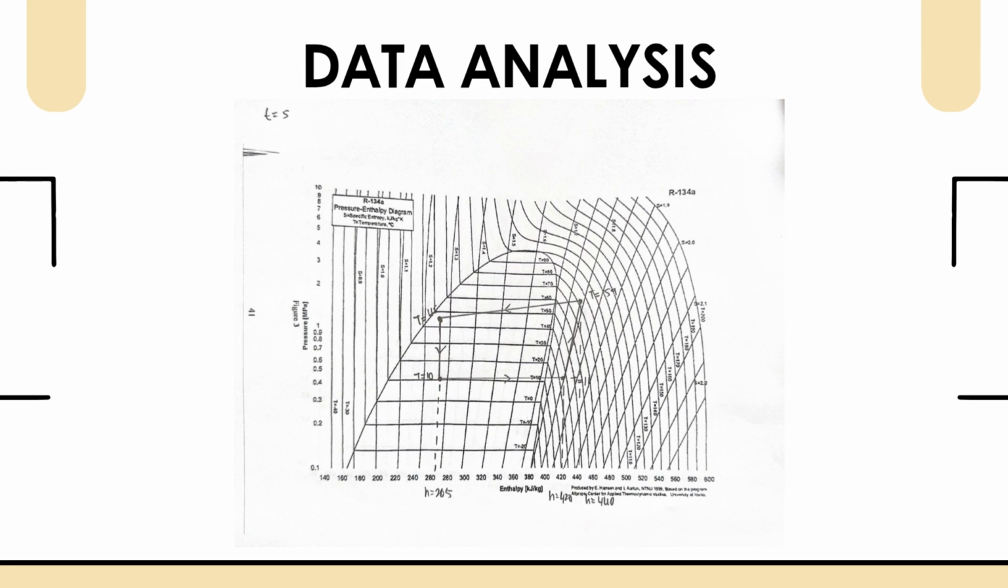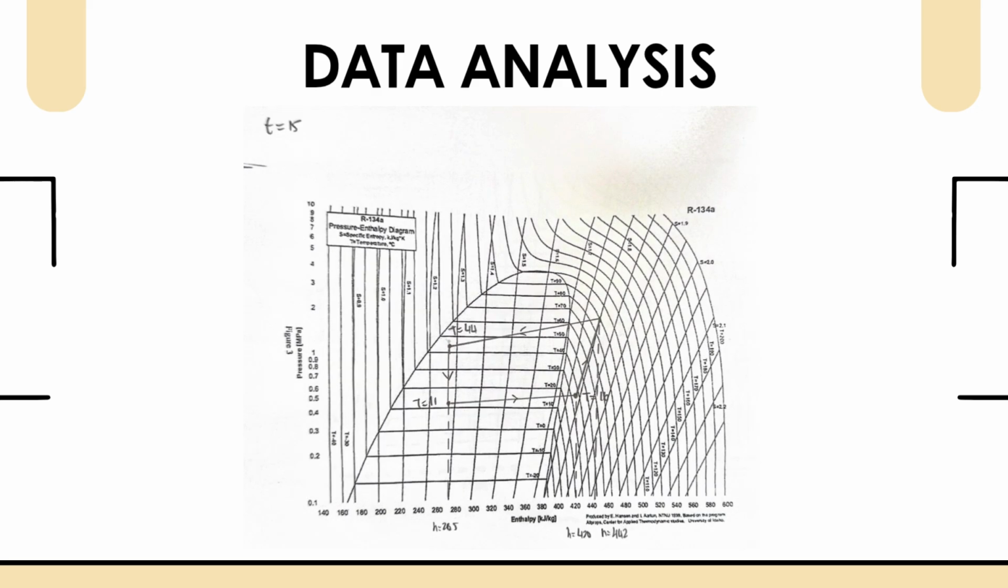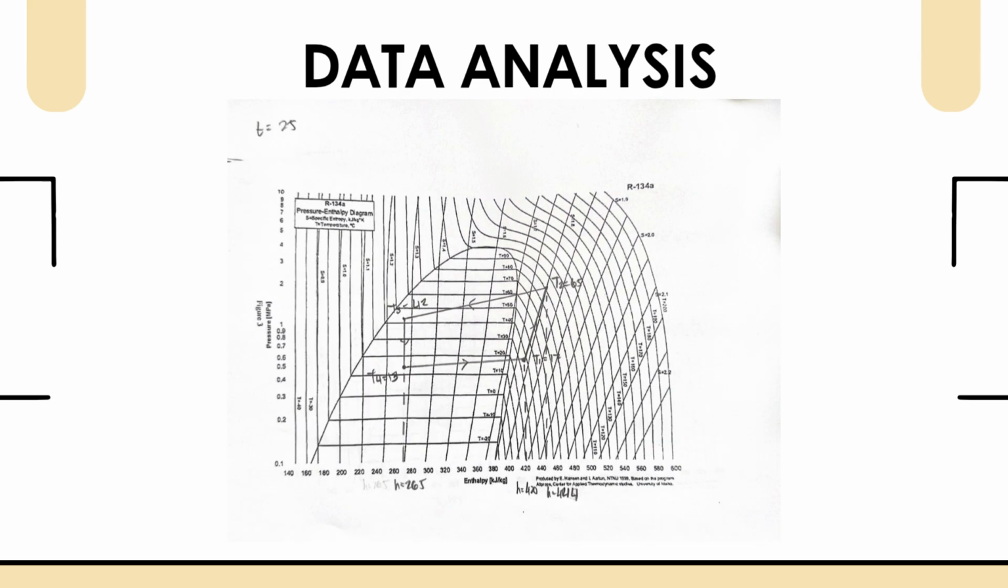So here is the graph at t equals 5 minutes. Next, we have the graph at t equals 10 minutes. Next, we also have the same graph, but with t equals 15 minutes. This is the graph in which t equals 20 minutes. And lastly, the same graph, but with t equals 25 minutes.